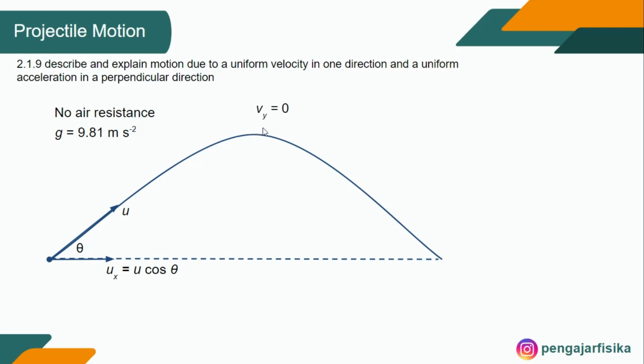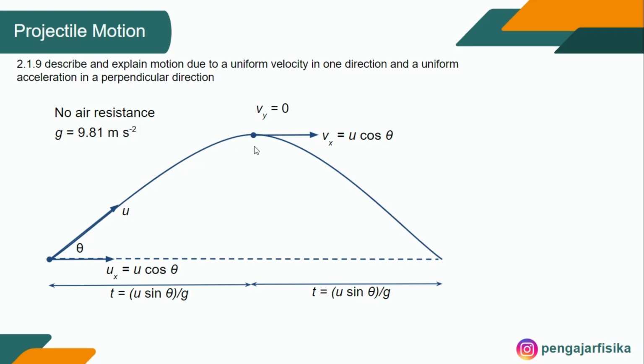And then at this point, the vy equals 0. And then at this point, the vx will be the same as before because there is no force that will decrease the velocity since we ignore the air resistance. So we already got before that the time taken from the beginning until it reaches the highest position is u sine theta over g. And then the time from the highest position until it reaches the same level as the beginning will be the same as before, u sine theta over g. So the total time from beginning until the end here will be 2 u sine theta over g.